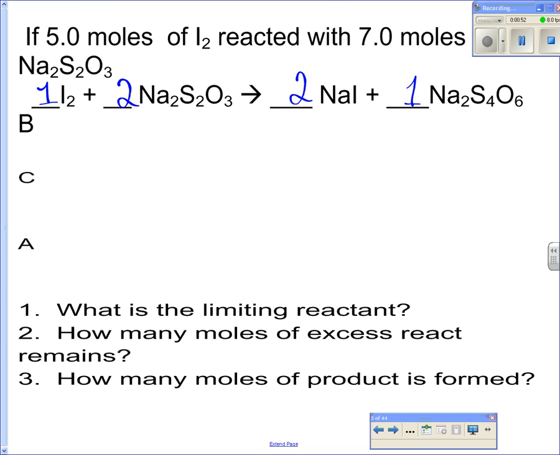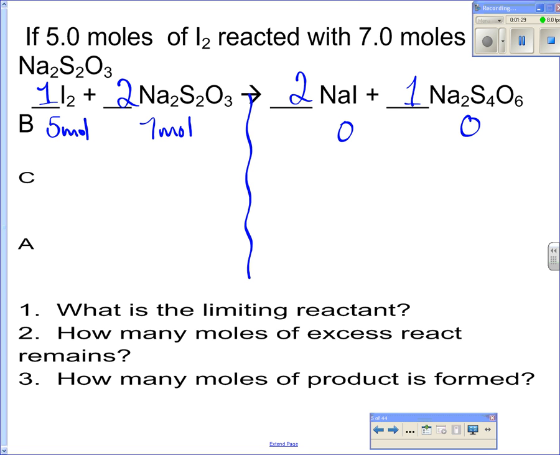Now, in a limiting reactant problem, I do what's called a BCA table: the before, how much it's going to change, and then after. In this problem, we have 5 moles of I2, so underneath I2, I'm going to write 5 moles. And I have 7 moles of the Na2S2O3. I don't have any moles of my products since it doesn't give me any information about them. I'm going to draw a line between my products and my reactants. It'll just be helpful to keep those separate.